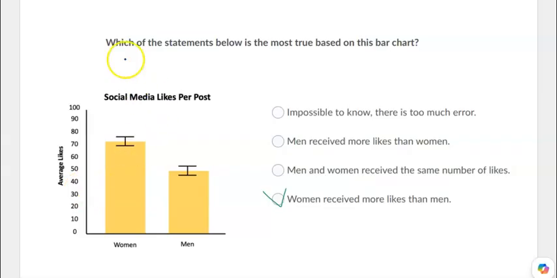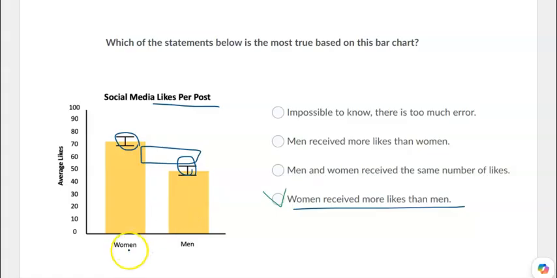So here the question is, which of the statements below is most true based on this chart? We can say that women and men have a big difference. Women receive more likes than men, like on social media. We can confidently say that women receive more likes than men because there is no overlap between these two error bars. If they overlapped, you could not say this, but in this case you can.